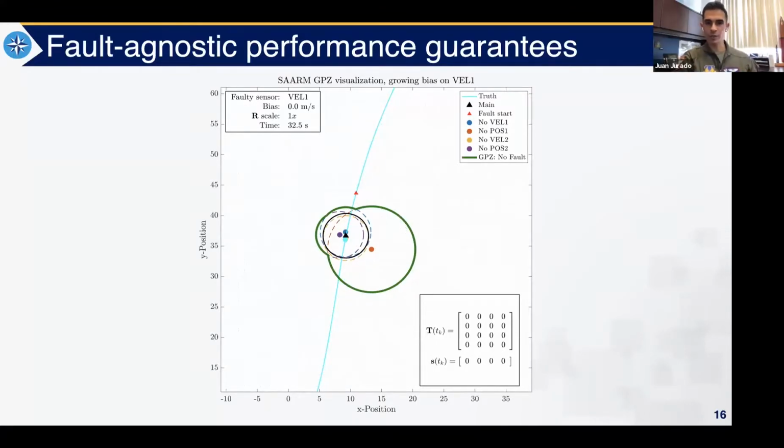And if only one sensor fails at a time, then one of my subfilters excludes that sensor, which means its error statistics are correct or consistent. So in this case, again, we're running through the T matrix again.